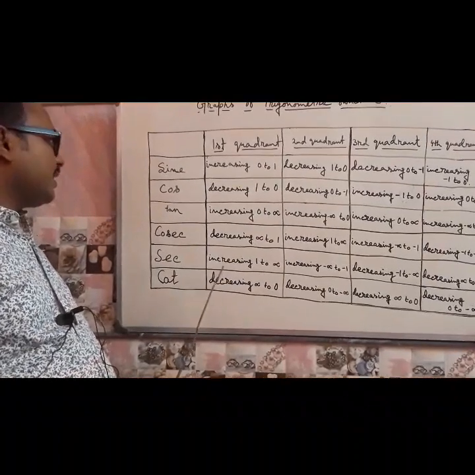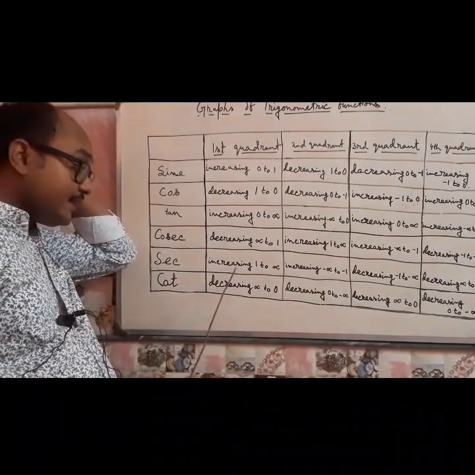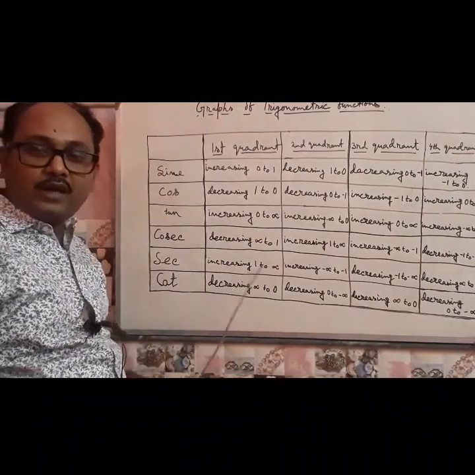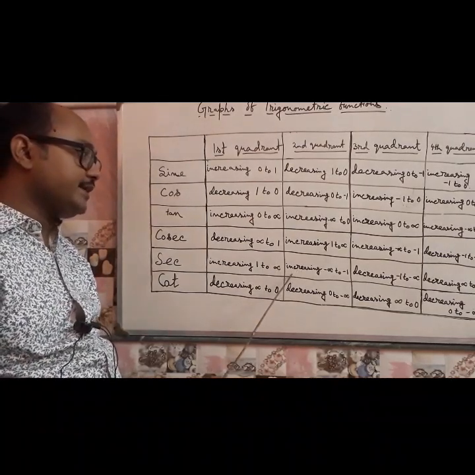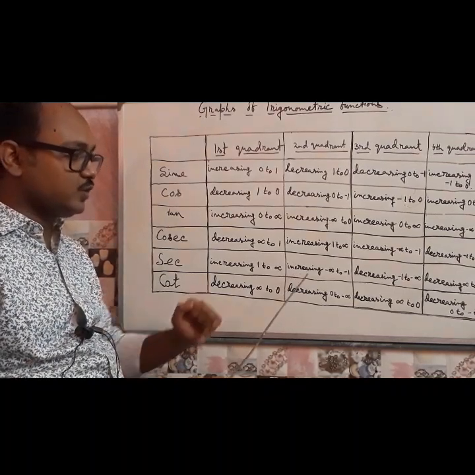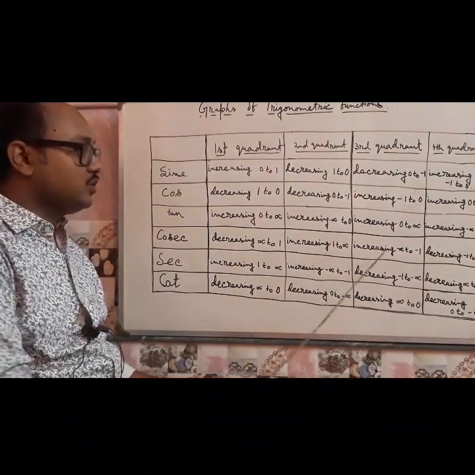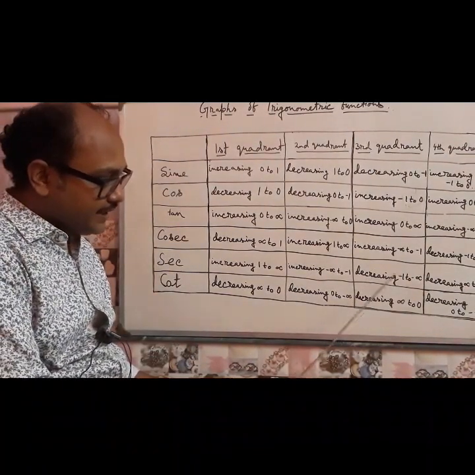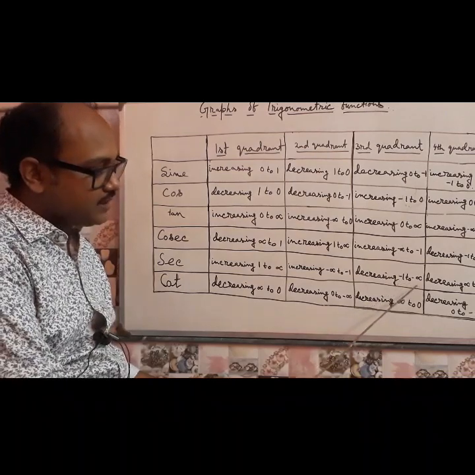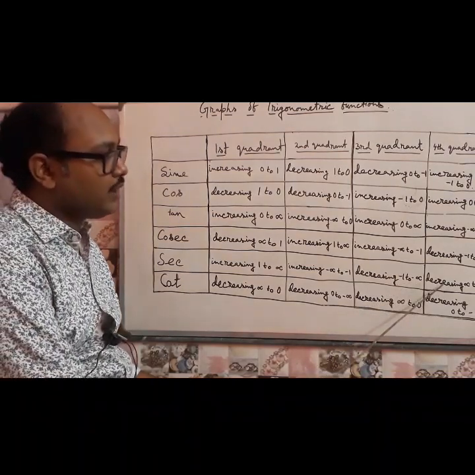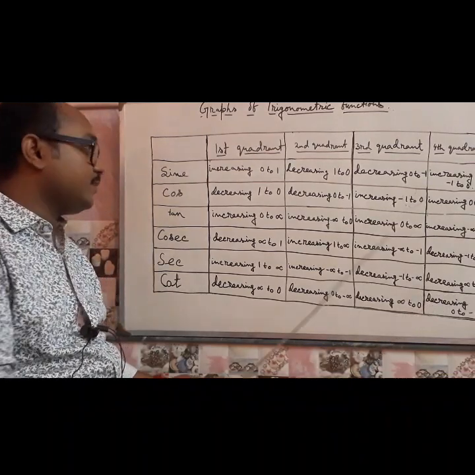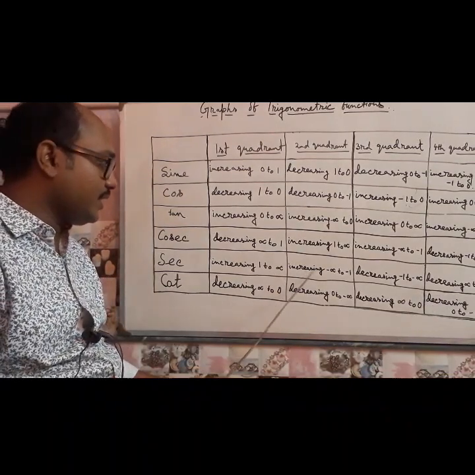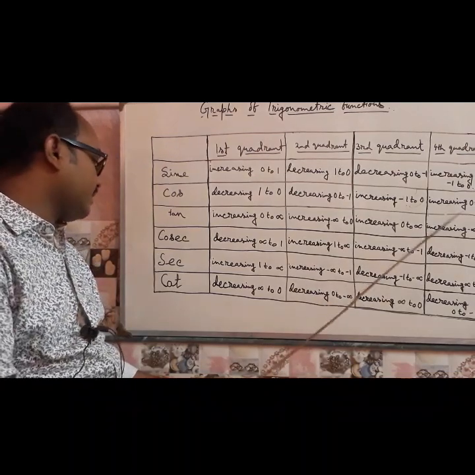Now sec, the values of sec are increasing from 1 to infinity in the first quadrant. In the second quadrant, it is increasing from minus infinity to minus 1, that is negative values. In the third quadrant, it is decreasing from minus 1 to minus infinity, and in the fourth quadrant, it is decreasing from infinity to 1, that means the negative values are in the second quadrant and in the third quadrant.